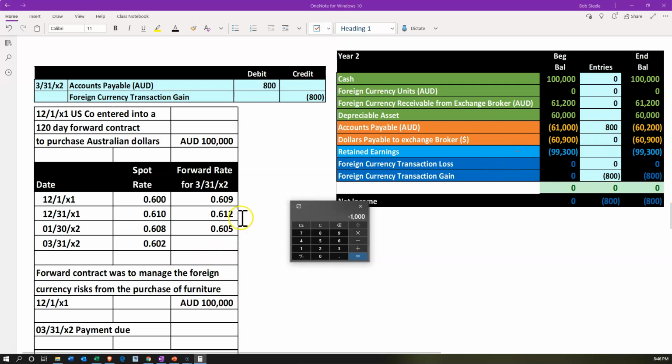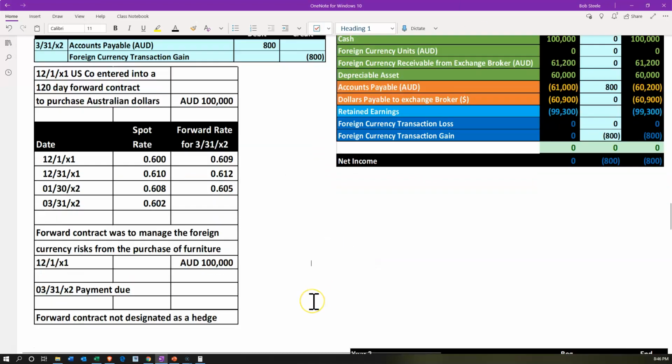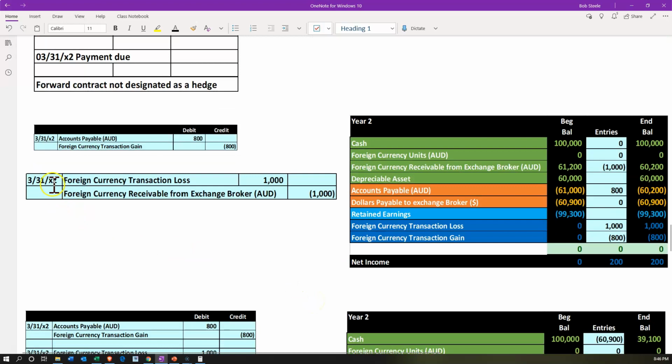Why? Because last time we were at the point of 12/31, $1 Australian was 0.612 US. Now $1 Australian is 0.602. So the Australian dollar got weaker. It's worth less US dollars. And in this case, we're going to get paid in Australian dollars, so we're going to get paid in something that has now gone down in value since that last point. And therefore, we've got this loss. We're going to record the foreign currency loss, which is going to be a debit on the income statement. The other side is going to go to the foreign currency receivable broker. That's going to be the 100,000 up top, bringing that amount to the 60,200.